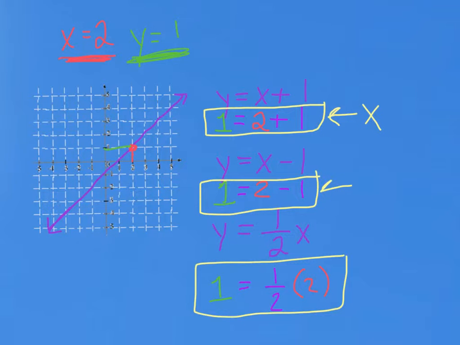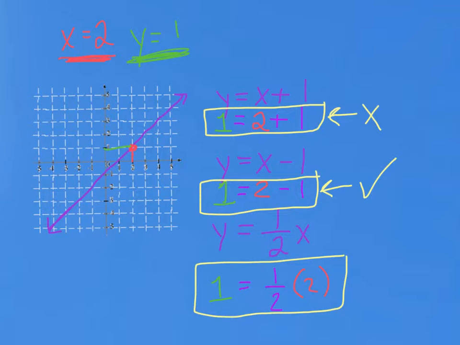Next equation, is 1 the same thing, or is it equal to 2 minus 1? Yes, definitely. So that could be our correct answer, but we should check all of the equations given because it is possible that more than one can be correct for a given point.